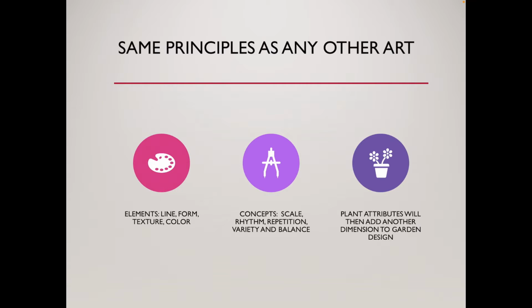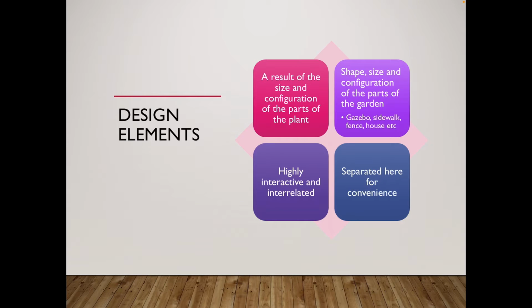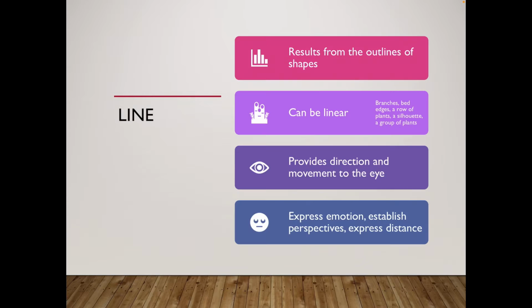And then unlike other art forms, we have to think about the plant attributes. Is it sun? Is it shade? How fast does it grow? What diseases does it get? What other elements does it have, such as fall color or flower color? Those are all sorts of things that other artists don't have to think about. We're going to separate these here because it's convenient to talk about them while they're separated. But the reality is it's very difficult to separate line from form, color, and texture. They're all parts of all the things that are in our landscape.